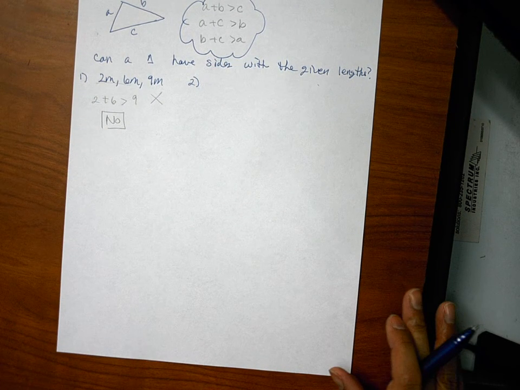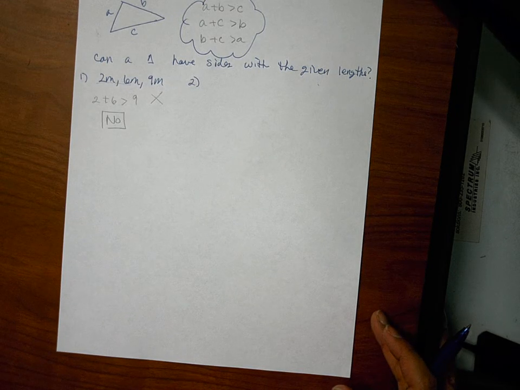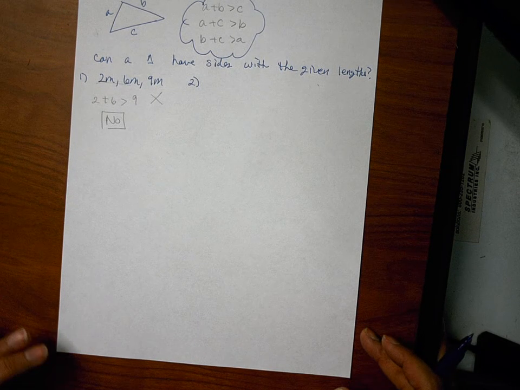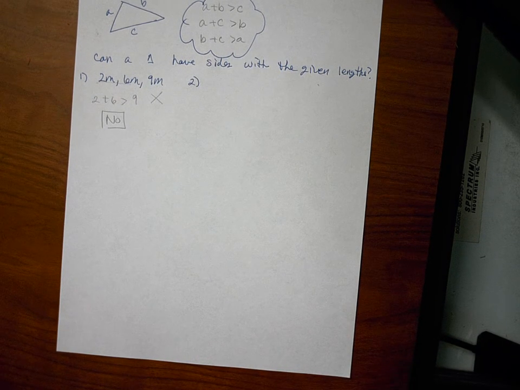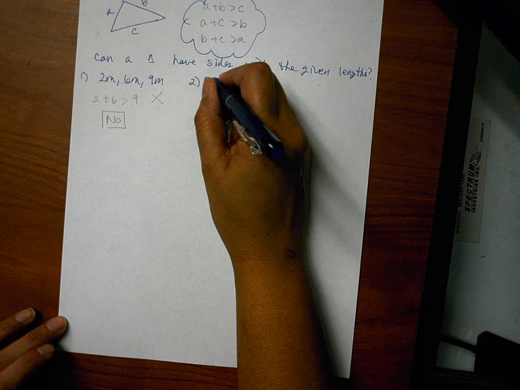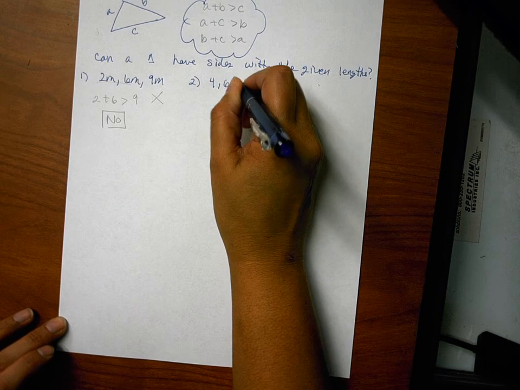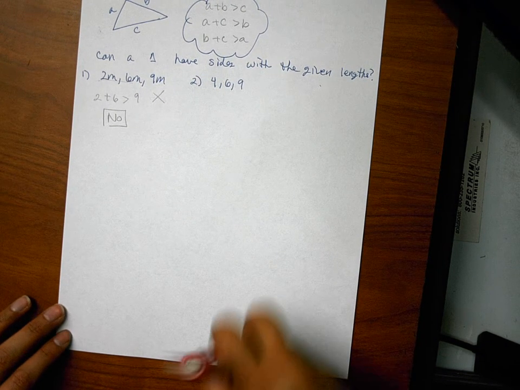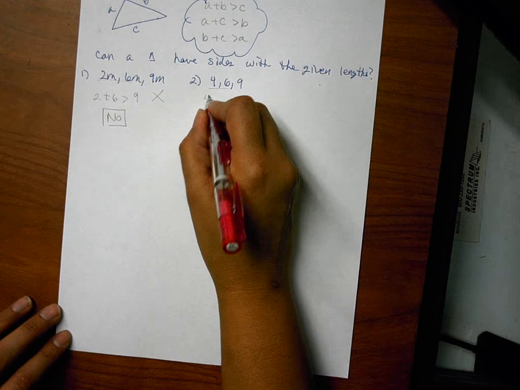If the first one is no, you don't have to check the rest. If the first one is yes, you have to keep going to make sure they are all yes. Once you get a no, the answer is no. In order for it to be a yes, all three of the combinations have to be yes.